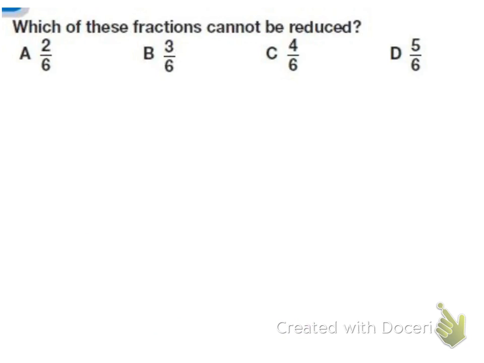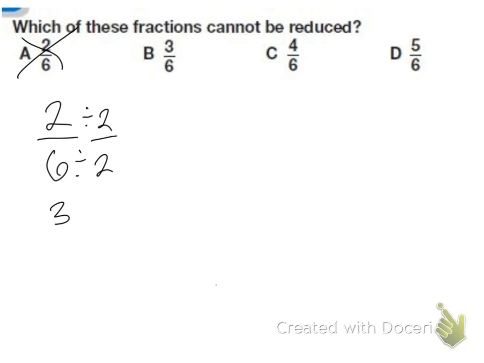Okay. Now, not all fractions can be reduced. Only fractions whose terms can be divided by the same number can be reduced. So this asks which of these fractions cannot be reduced. So for A, we have 2/6. So we have 2 and 6, and I need to think, are there any numbers I can divide both of the top and bottom by? Well, since they're both even numbers, I can divide both these numbers by 2. So that means that this can be reduced. So it can't be that one.